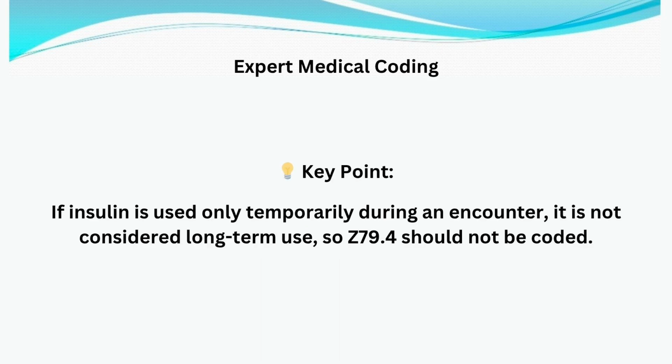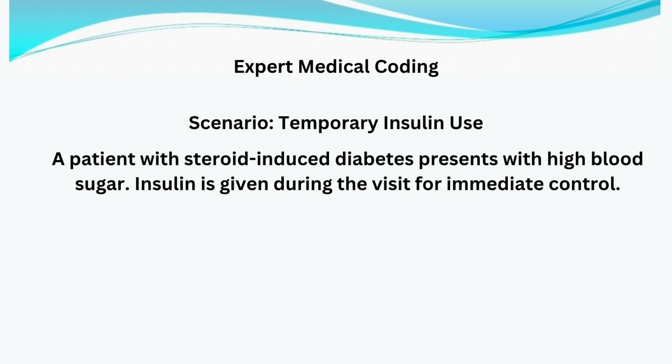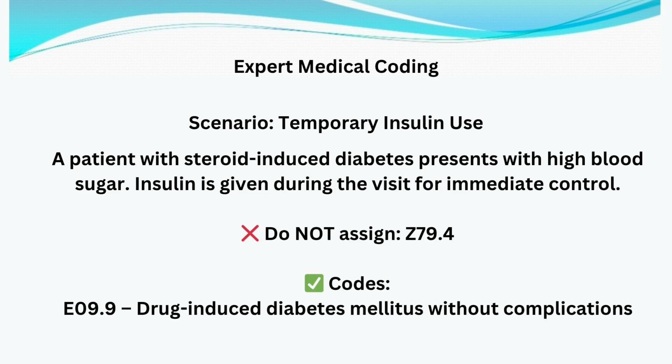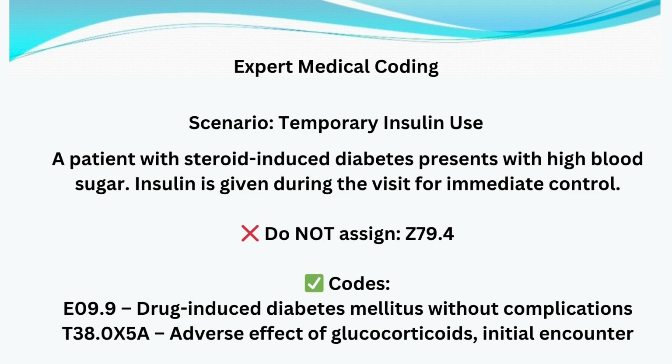Now let us look at the key point here. If insulin is used only temporarily during an encounter, it is not considered long-term use. So Z79.4 should not be coded for temporary use of insulin. Let's see the scenario on this. A patient with steroid-induced diabetes presents with high blood sugar. Insulin is given during the visit for immediate control. So here do not assign Z79.4. So here the correct coding will be E09.9 for drug-induced diabetes mellitus without complications and T38.0x5A for adverse effect of glucocorticoids initial encounter. And here we should not give Z79.4 because it was used only temporarily.